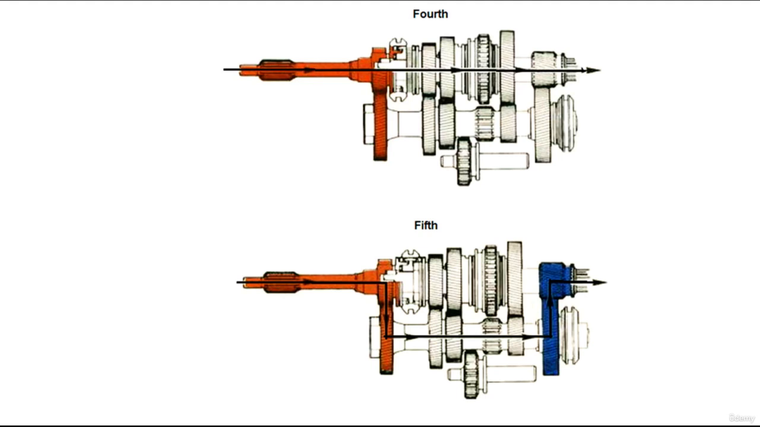Because the synchronizer's hub is splined to the output shaft, the desired gear on the input shaft drives its mating gear on the output shaft. This causes the output shaft to rotate at the ratio of the selected gear and drive the differential ring gear at the same ratio.